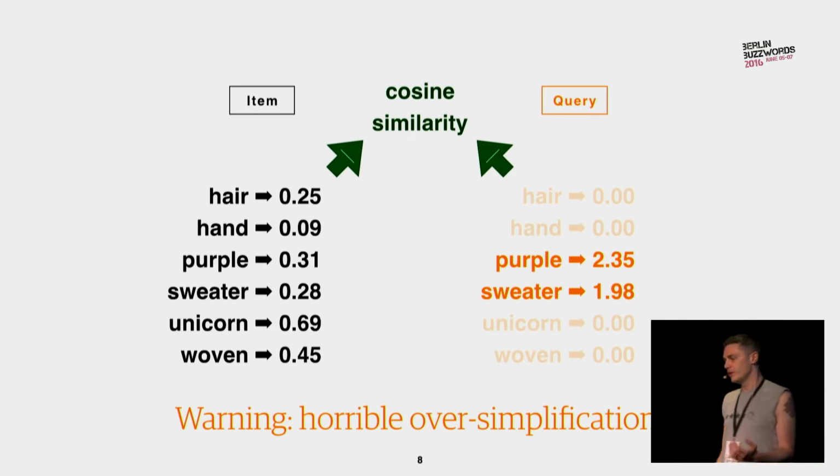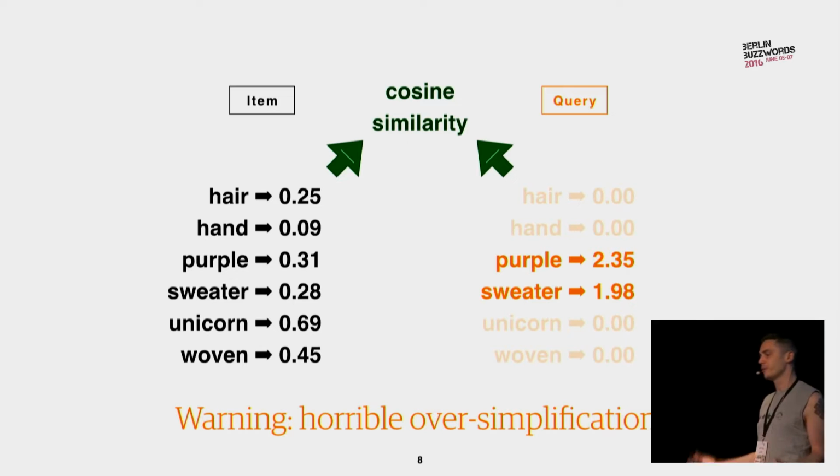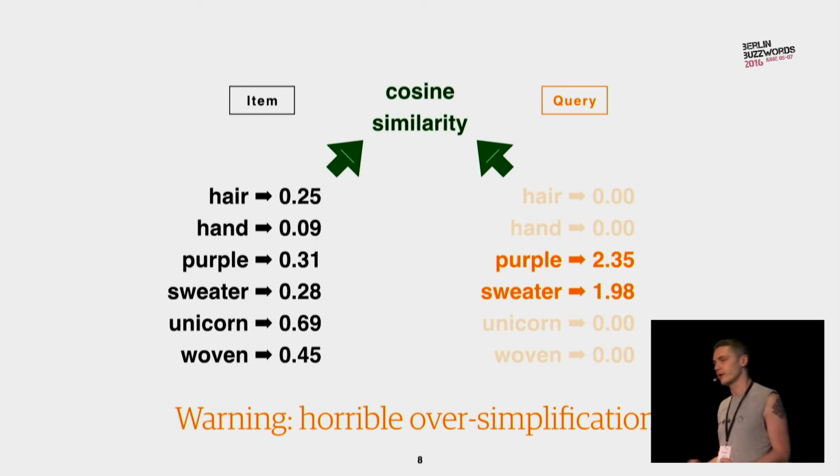Now this is a huge oversimplification of how something like Lucene actually scores documents under the covers, but it's close enough for the purposes of the example.